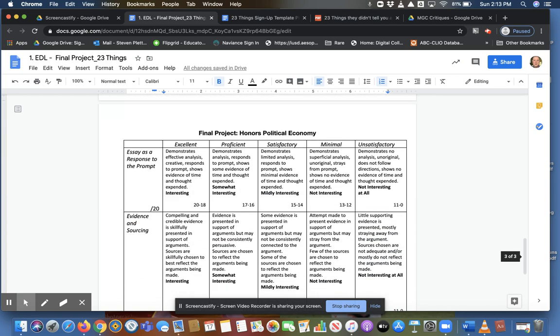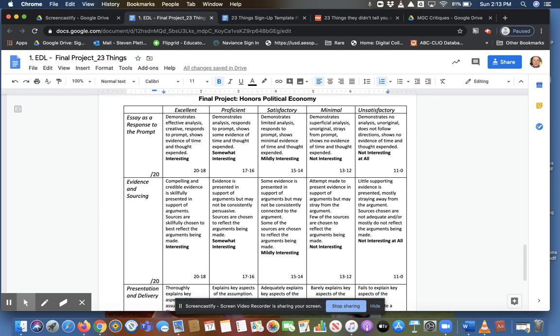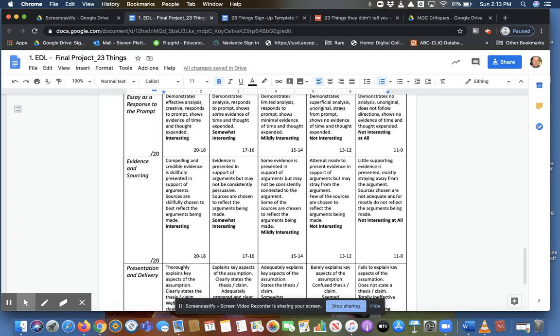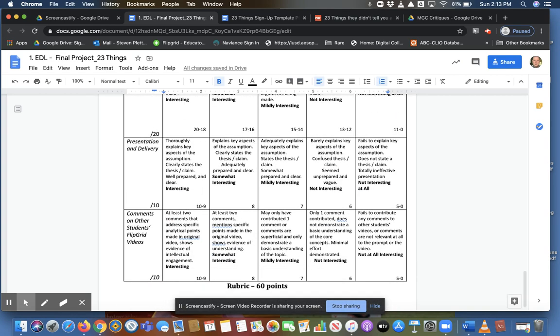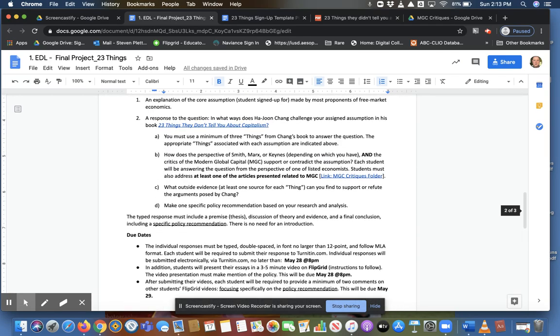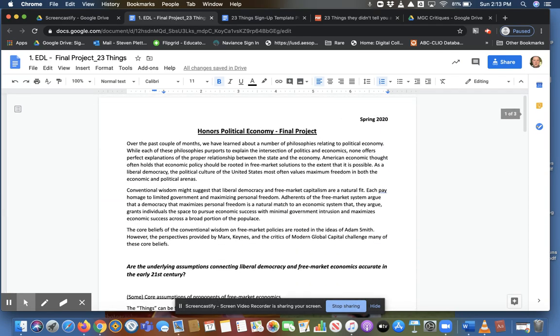Okay. Also, we've included a rubric. You can see that the written portion is worth 40 points. The presentation and delivery, which is the Flipgrid video, is worth 10, and then your comments on other students' Flipgrid videos are worth 10, for a grand total of 60 points that goes into the final exam category, keeping in mind that you are being awarded credit or no credit.